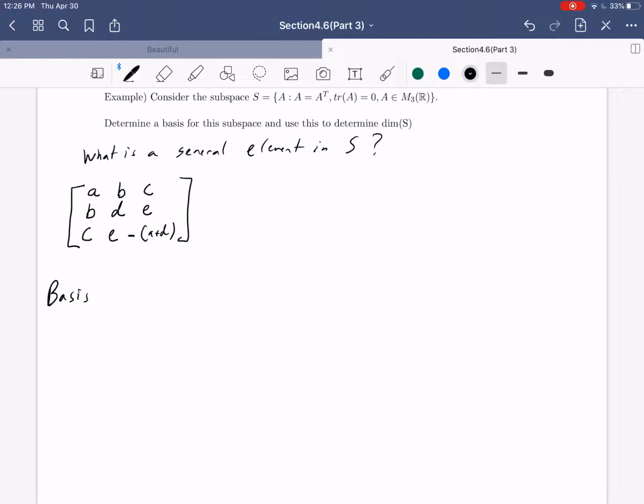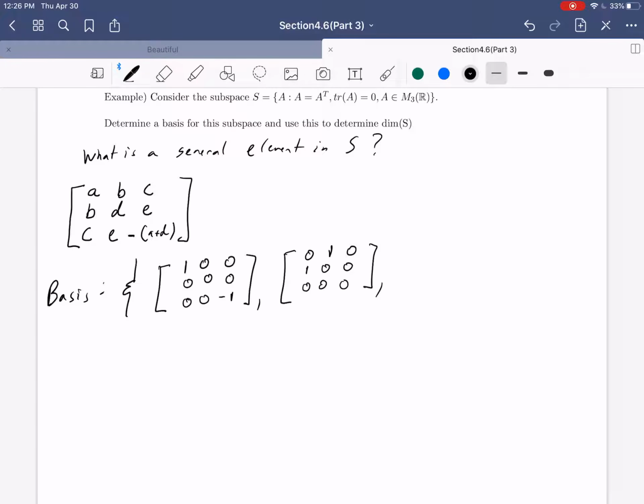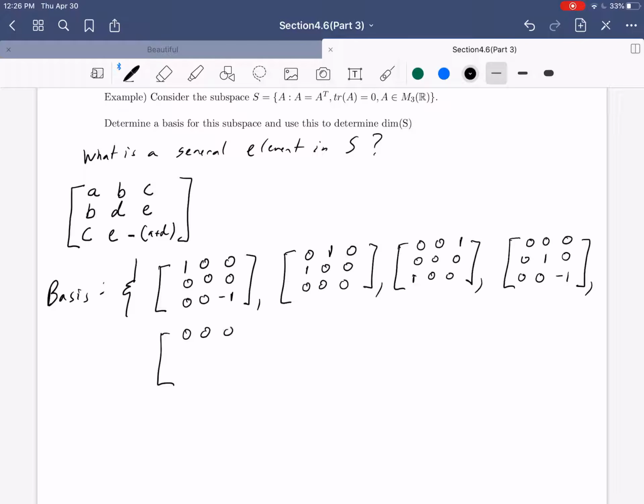So the basis here would be, well, it looks like it should be things like 1, 0, 0, 0, 0, 0, 0, 0, negative 1. Then we should have something like 0, 1, 0, 1, 0, 0, 0, 0, 0. We could have something like 0, 0, 1, 0, 0, 0, 1, 0, 0. Looks like we should have also something like 0, 0, 0, 0, 1, 0, 0, 0, negative 1. And then finally, looks like we should have something like 0, 0, 0, 0, 0, 1, 0, 1, 0. And that right there would be a basis.